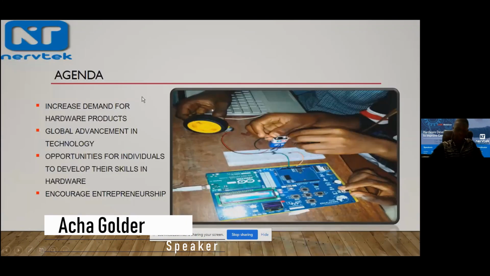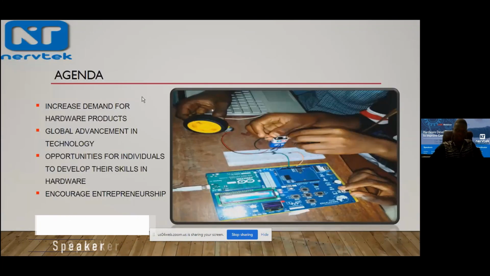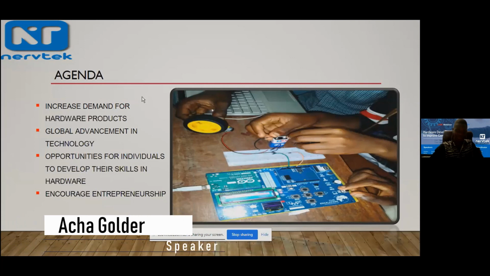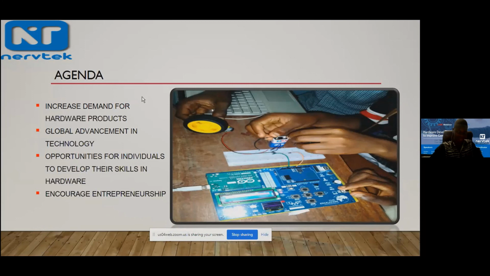I have four points that I think are the reasons why hardware development should be encouraged. We have increased demand for hardware products, global advancement in technology, opportunities for individuals to develop their skills in hardware, and to encourage entrepreneurship. So, a high demand for hardware products.